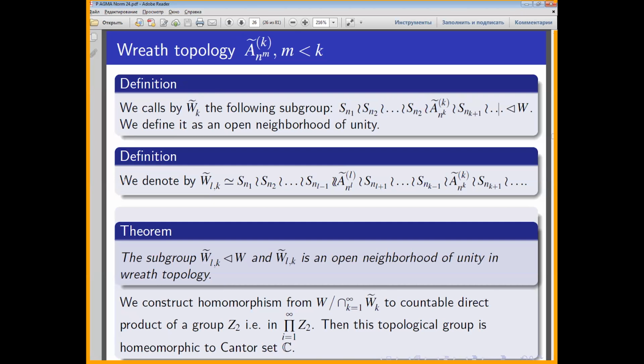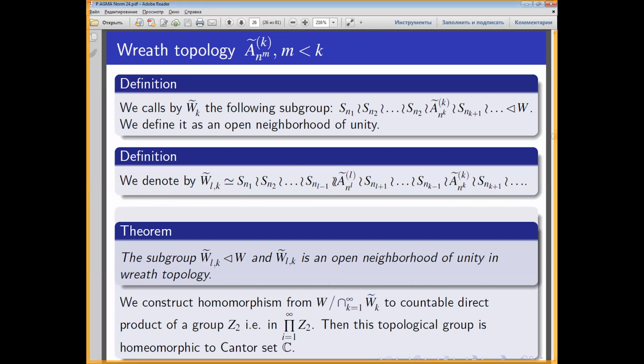And also we can define pairs like V tilde LK, where on the L coordinate we have the subwreath product A tilde L and L, and the same on the K coordinate. We can factorize W, and it will be a direct product Z2 on Z2 if we factorize by this subgroup. The intersection of such neighborhoods or kernels gives us a homomorphism from W by the intersection of WK to a countable direct product of Z2, and this topological group is homeomorphic to the Cantor set. But it's only if we use the intersection of the subgroups.